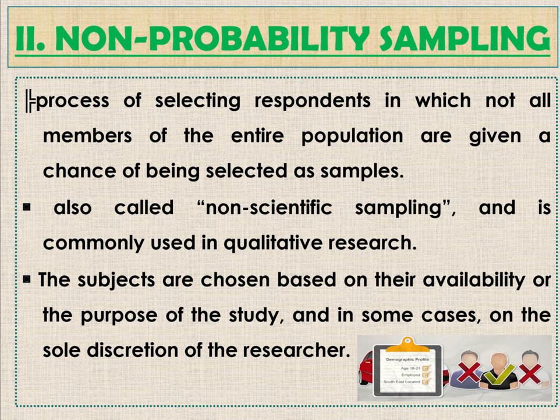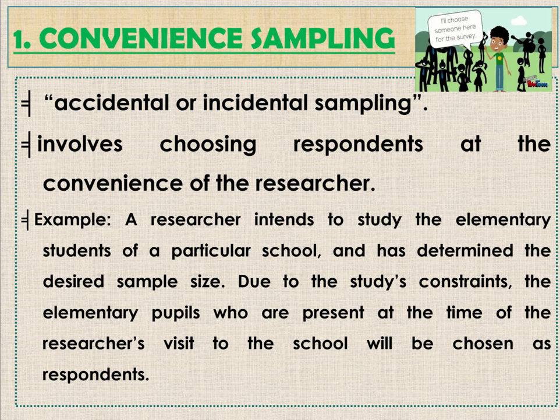So, the subjects are chosen based on their availability or the purpose of the study, and in some cases on the sole discretion of the researcher. So it is more likely to produce a biased sample than our probability sampling. So frequent reasons natin for using non-probability sampling is convenience and desire to use available subject.